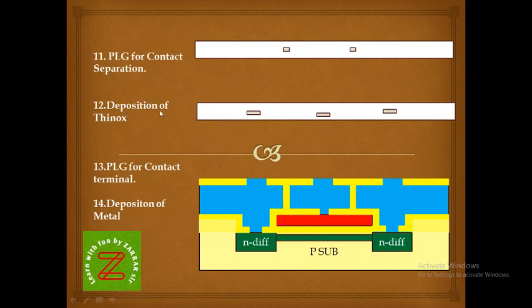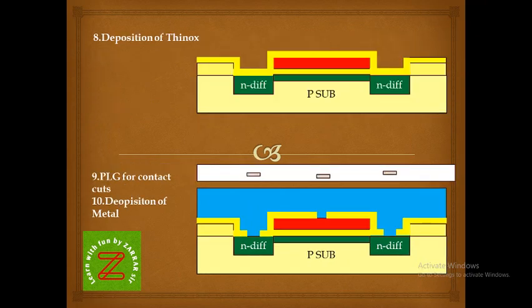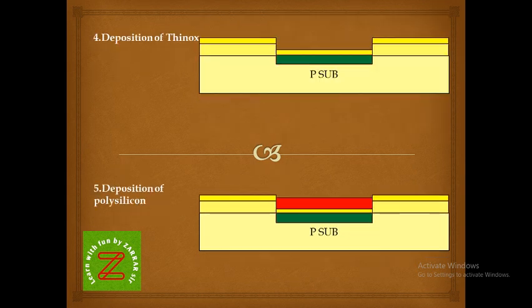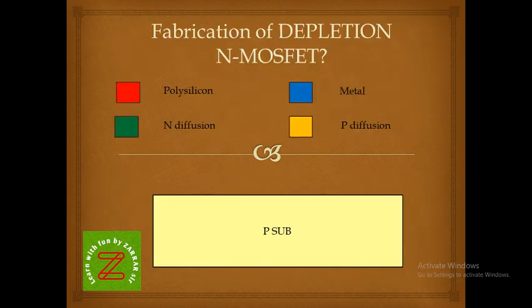So this is contact separation, space is created, as we know in PLG space is created. So PLG for contact separation, so these two contacts get separated. Now after contact separation, deposition of Thinox. Do remember, wherever I talk about PLG, I have created this mask. So this mask denotes that this much space will be cleared out from this material. So deposition of Thinox, and then again PLG for contact terminal. See, for PLG the mask is present, PLG for contact terminal, and finally deposition of metal. So again this metal gets deposited, from which you can take out the terminal. So there are 14 steps, and each step is exactly the same as we have already studied in enhancement MOS. So now this is depletion MOSFET.